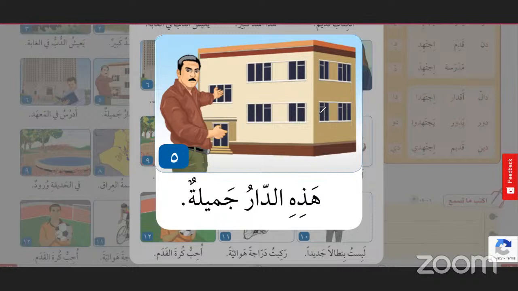How do we learn them? How do we know them? Your teacher would teach you that. So, hadhihi ad-dar jamila. This house is beautiful. Sir, we can also use bayt. Okay, now replace the sentence with bayt. Abira, go ahead. Replace the sentence with bayt.